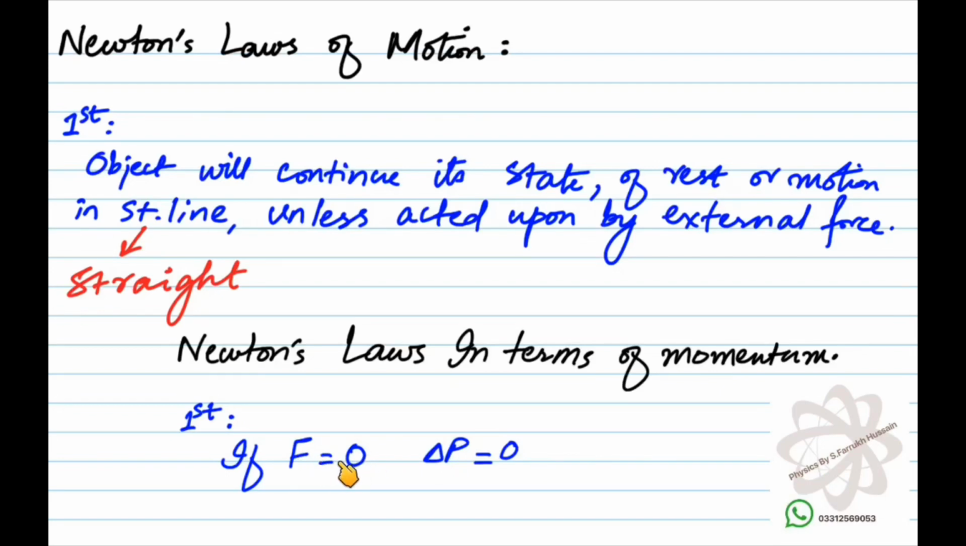If F is 0, which means the resultant force is 0, then change in momentum, which is delta P, is also equal to 0. It means if an object is at rest, its momentum is 0 and will stay 0 if there is no resultant force. Similarly, if an object of mass 700 kilograms is moving with a velocity of 10 meters per second towards the right, then its momentum is 7000 kilogram meters per second, or 7000 newton second. Its momentum will remain 7000 newton second unless you apply an extra or unbalanced force to change it. So whatever the momentum of the system is, it will be constant if there is no resultant force.